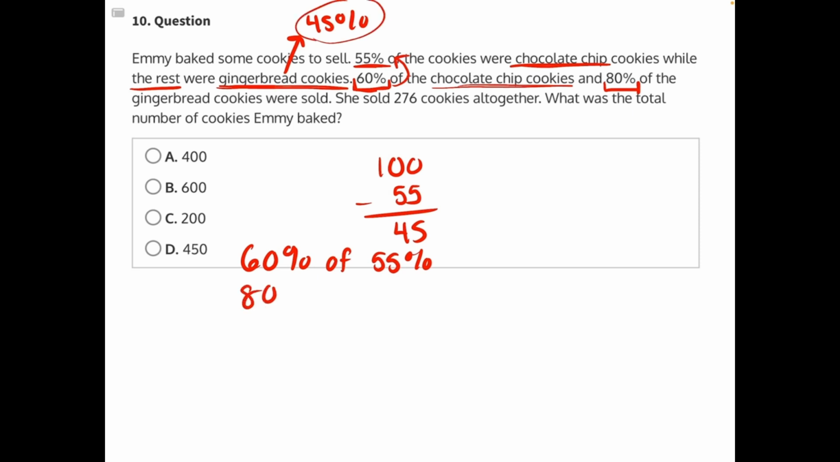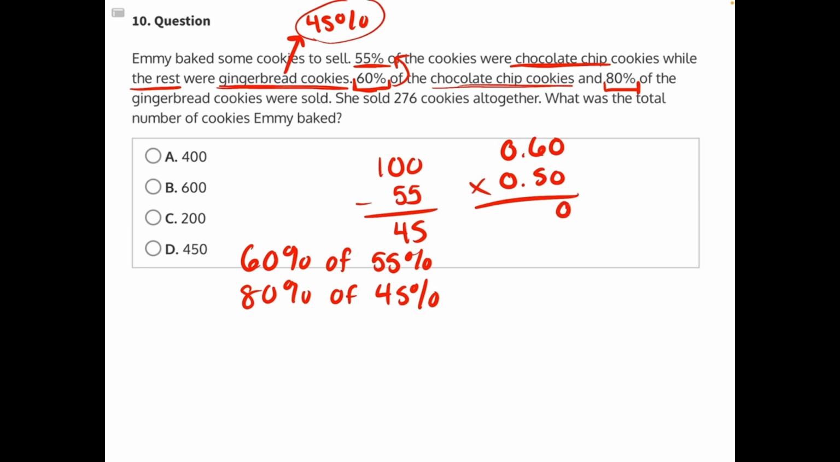So 80% of 45%. You could do both of these one of two ways. You could do fraction form, 60 over 100 times 55 over 100. But in this case, I would recommend doing the decimal form for both of these, 0.60 times 0.55.